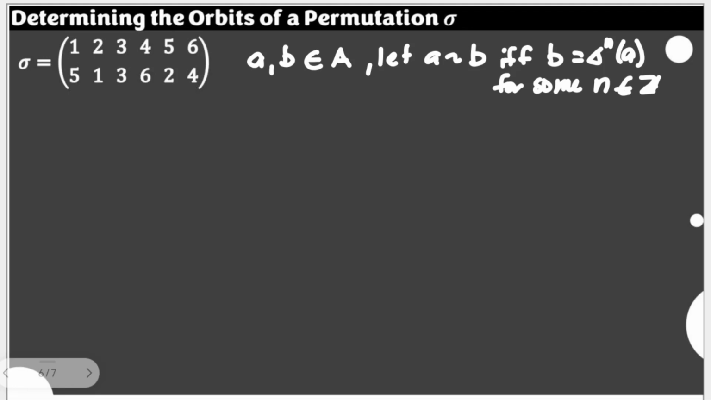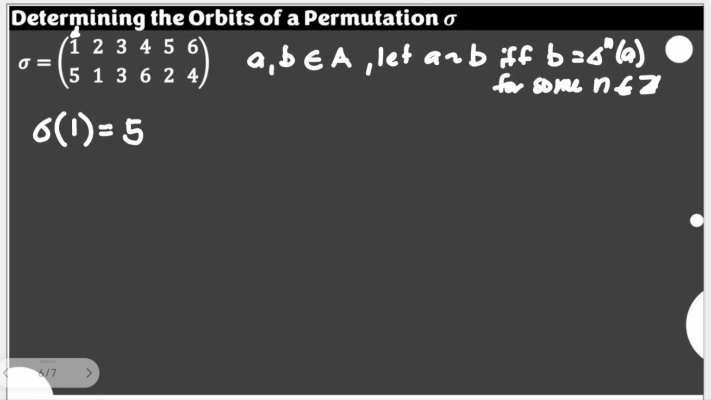We can illustrate it in this manner. So we are going to solve for the orbits. Let's start with sigma of 1. The mapping of 1, as you can see, 1 is mapped to 5. This would mean that 5 is related to 1, because 1 is mapped to 5. So since 1 is mapped to 5, they are related to one another.